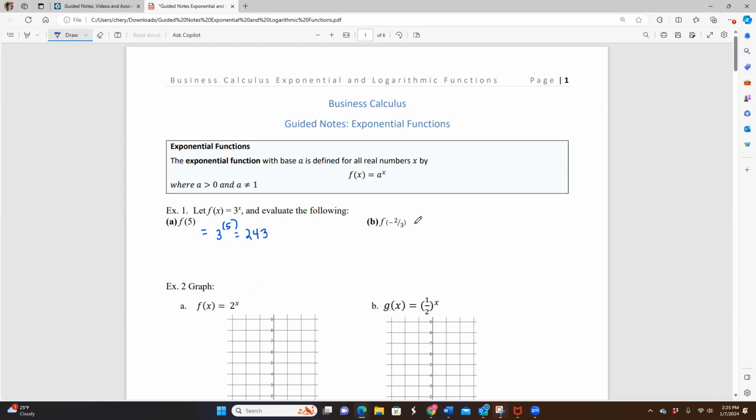Here it wants us to substitute in a negative 2/3. Our calculator will do this for us. 3 to the negative 2/3. When you do this on your calculator, you may want to type that negative 2/3 in a parenthesis. So you'd use the 3 caret button and then a negative 2/3, so it knows that this whole quantity is the exponent. And you should get about 0.4807.